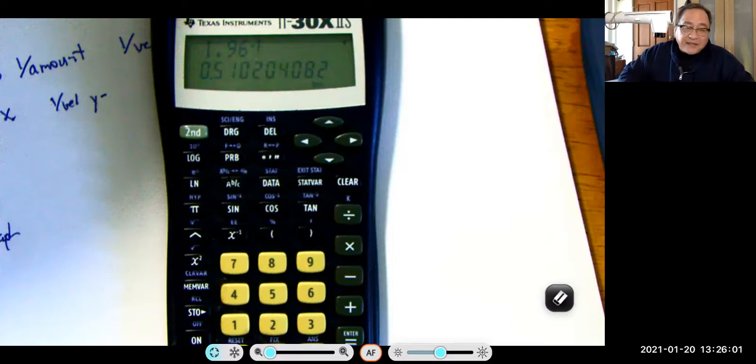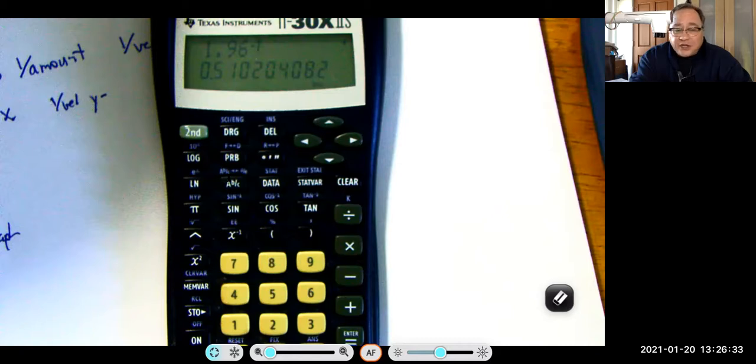So what's nice about the EE button is that it treats this thing like it has parentheses around it. So I can hit this x to the minus 1 and enter, and I get 21,052. I see I have a rounding error here. It should be 2.11 times 10 to the 4th.